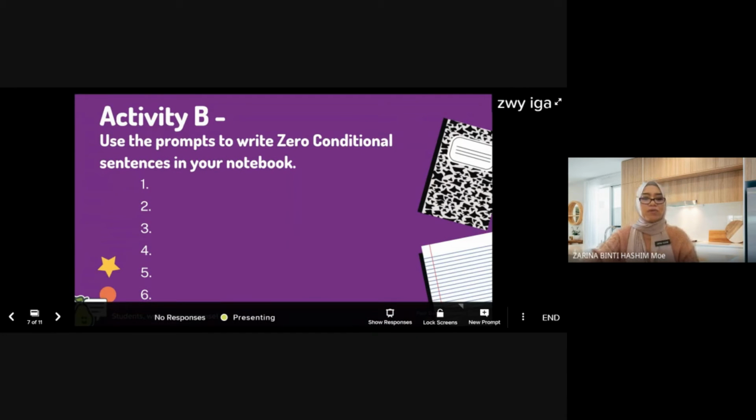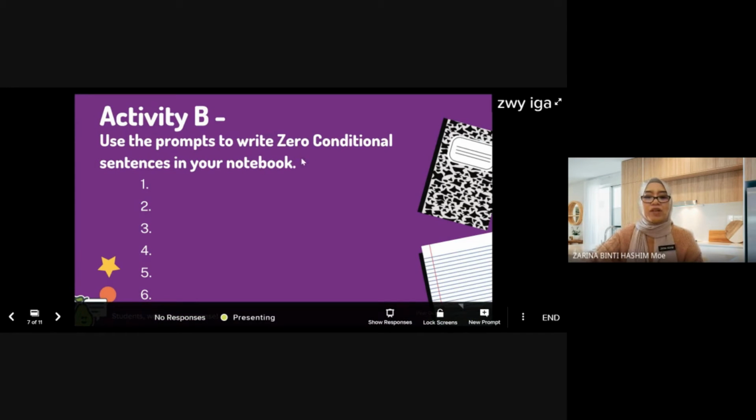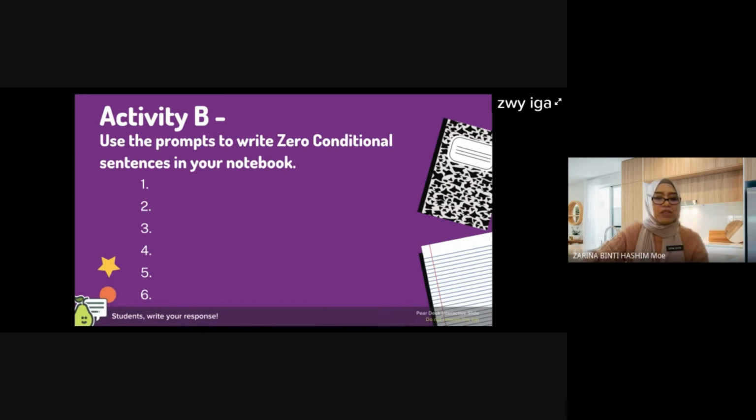This one you have to write. You have to type a sentence. Use the prompts to write zero conditional. Remember, we are going to write for zero conditional first. Everyone, in your notebook. So if you are doing it in Peardeck, you will type in Peardeck. Let's look at the question first. Use the prompt to write zero conditional sentences in your notebook. You hit the ball past the other player, you get a point. How are we going to write this into a sentence?